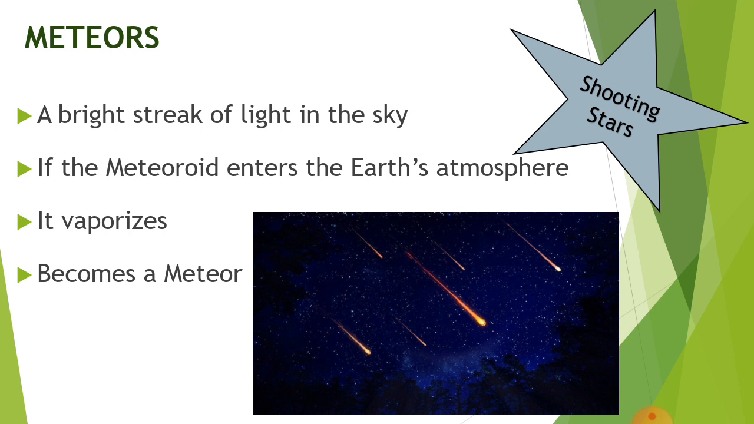Meteors. They are also called shooting stars or falling stars. A bright streak of light in the sky is that of a meteor. If a meteoroid enters the Earth's atmosphere, it vaporizes and then it becomes a meteor.